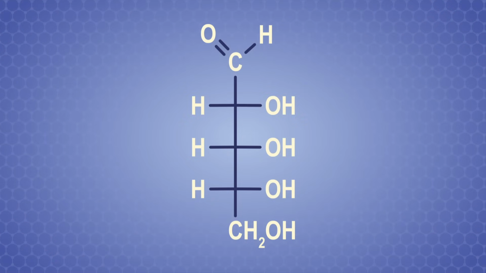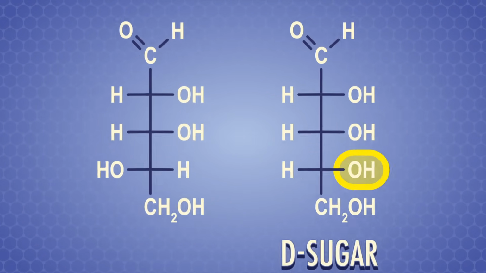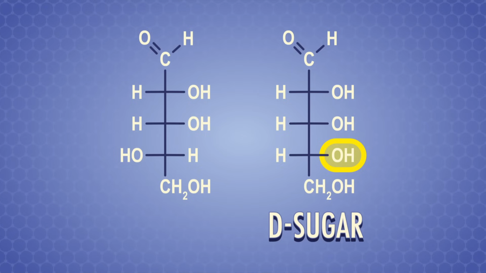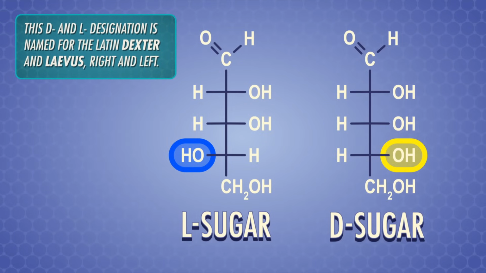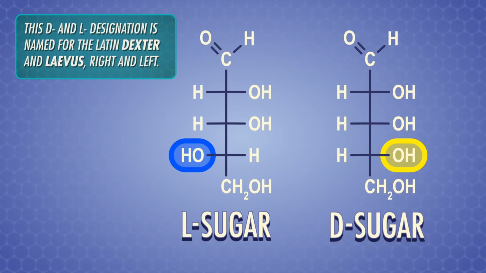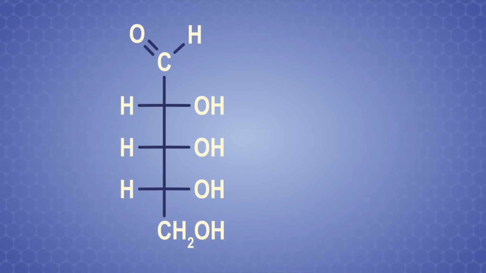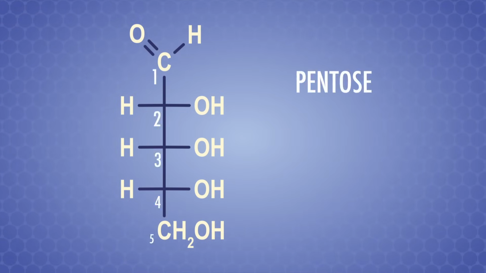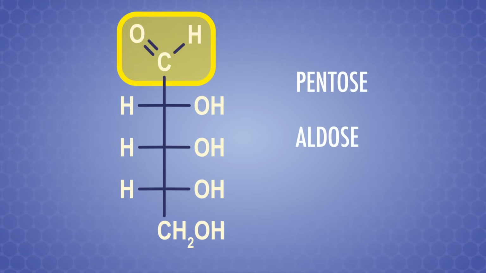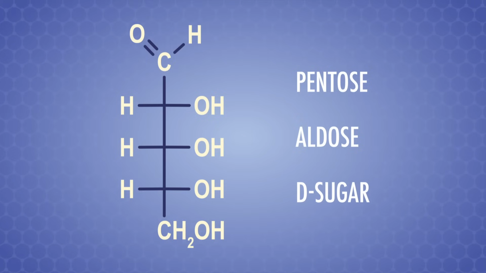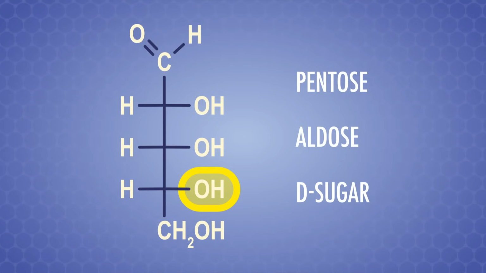If the OH group on the bottommost chiral carbon of the Fischer projection is on the right, it's a D sugar with a capital D. And if it's on the left, it's an L sugar. This D and L designation is named for the Latin dexter and laevus, right and left. So to sum all this nomenclature up, this ribose molecule is a pentose because it has a 5-carbon chain, an aldose because there's an aldehyde on the top, and a D sugar because the OH group on the bottommost chiral carbon is on the right.